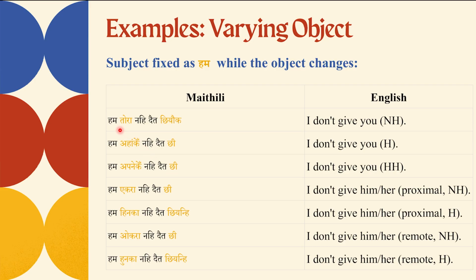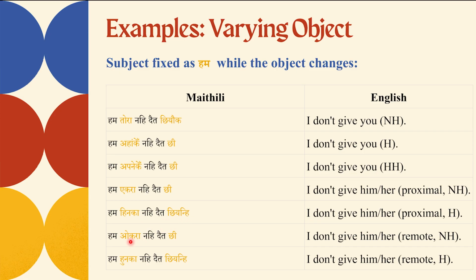So, in the first one we are using tora, which is for non-honorific. In the second one we are using aha ka, which is honorific, and then we are using apne ka, which is high honorific. Let us look at some other examples. Hum ekra nahi det chi. I don't give him or her. Hum hinka nahi det chiani. So, here hinka is used. Hinka is for third person honorific, and the verb agreement also changes to become chiane.